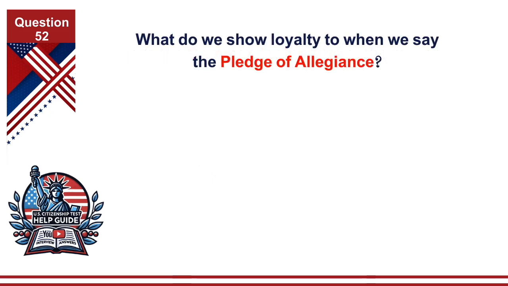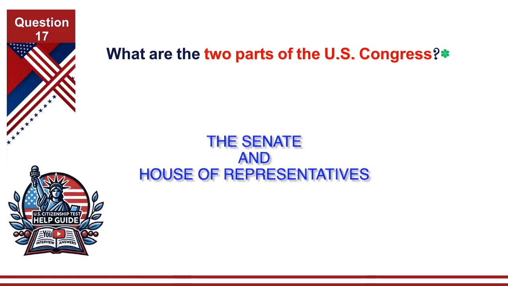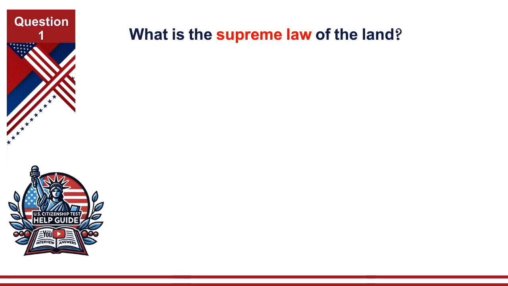What do we show loyalty to when we say the Pledge of Allegiance? The United States. What are the two parts of the U.S. Congress? The Senate and House of Representatives. What is the supreme law of the land? The Constitution.